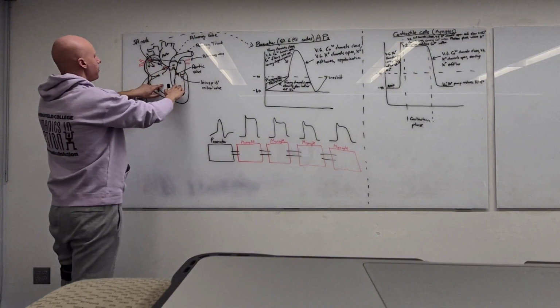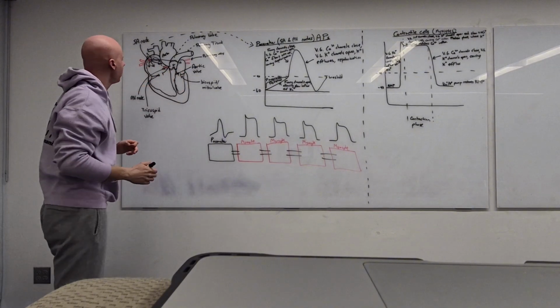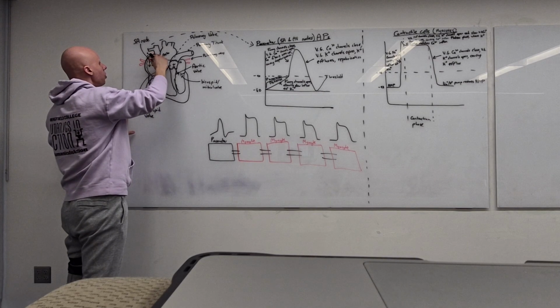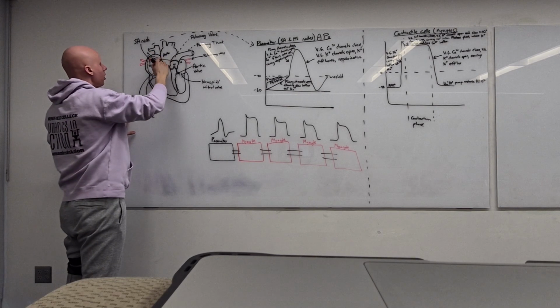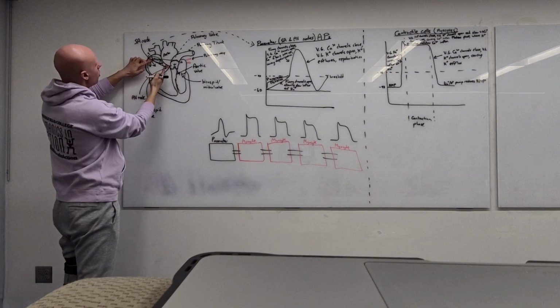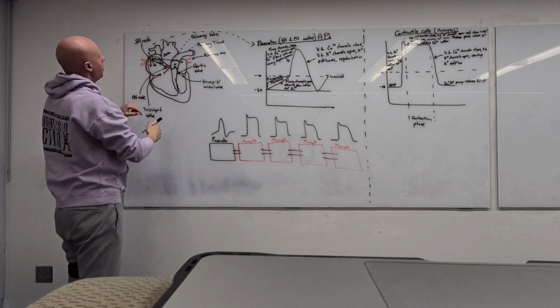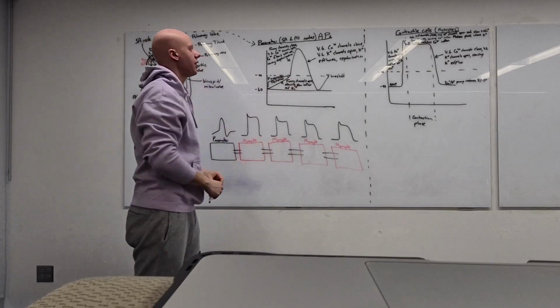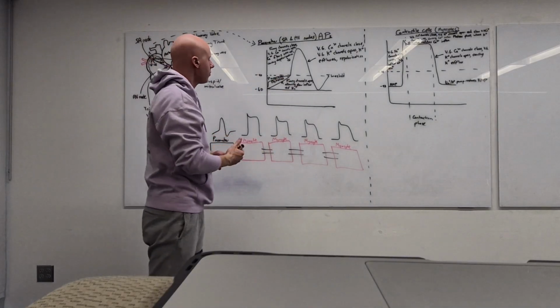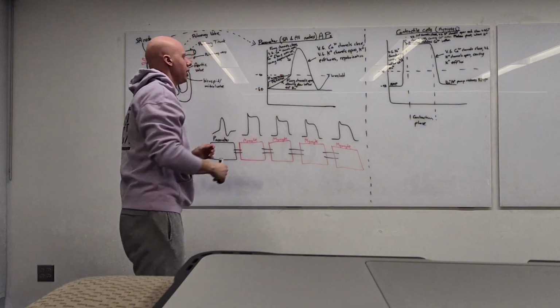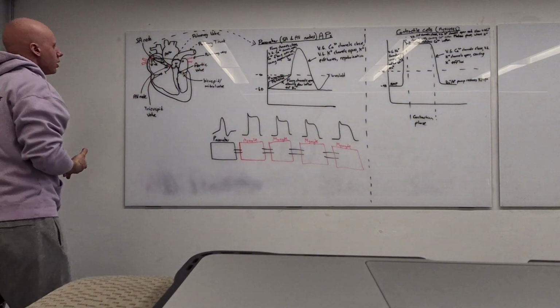Once that is completed, then the SA node sends the signal to the AV node through what's called the internodal pathway between these two. Again, that's the internodal pathway. And the AV node goes through the exact same action potential graph that you see right here with all the same steps.